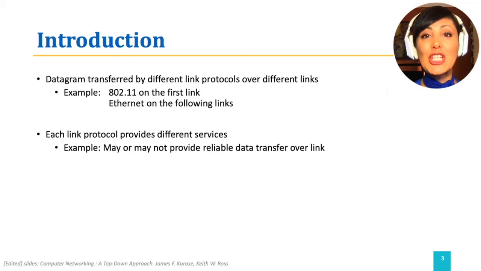Similarly, each link layer protocol provides different services over a link. For example, a protocol may not support reliable data transfer over a link. Or some links might be half duplex and others full duplex. Full duplex means two sides of the link can receive and transmit at the same time. In half duplex, nodes at both ends of the link can also transmit, but not at the same time.